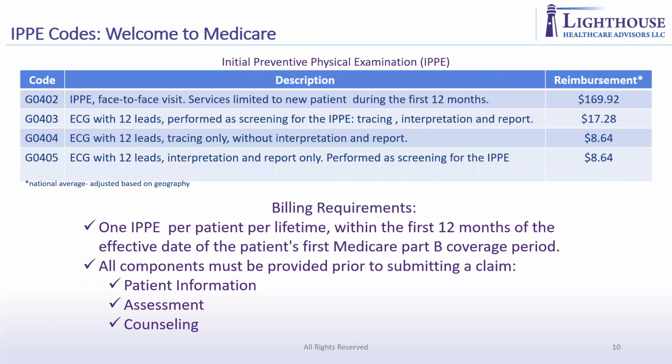The reimbursement rates over there in the right-hand column are for reference. This is a national average. So remember that your Medicare reimbursement will be adjusted based on your geography, based on your MAC locality.